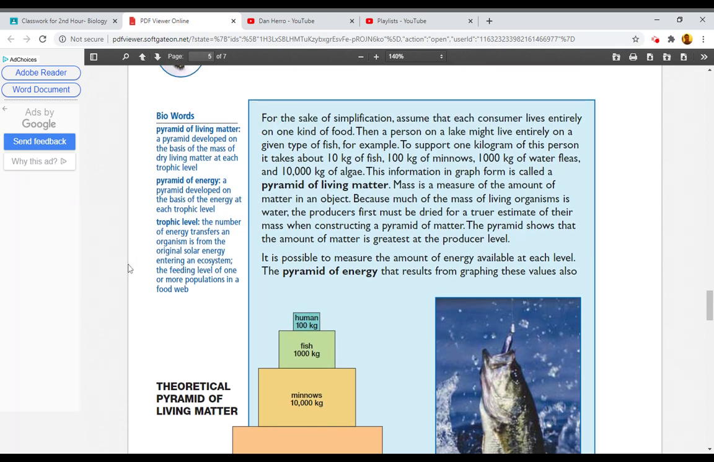For the sake of simplification, assume that each consumer lives entirely on one kind of food. Then a person on a lake might live entirely on a given type of fish, for example, to support 1 kilogram of this person. To support 1 kilogram of this person, it takes about 10 kilograms of fish, 100 kilograms of minnows, 1,000 kilograms of water fleas, and 10,000 kilograms of algae.